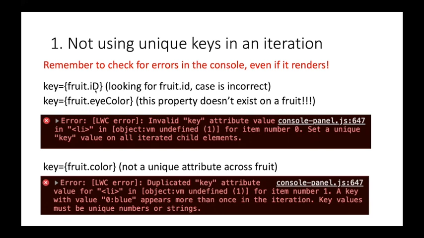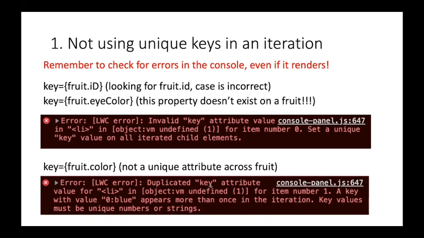So the property doesn't exist, and I'll get an invalid key attribute. And here's another one. Fruits don't have eyes, so they don't have eye color. So fruit.eyeColor doesn't exist on a fruit. You'll end up getting this invalid key attribute. But in the example of fruit.color, you'll see an error more like this. There's a duplicated key attribute.